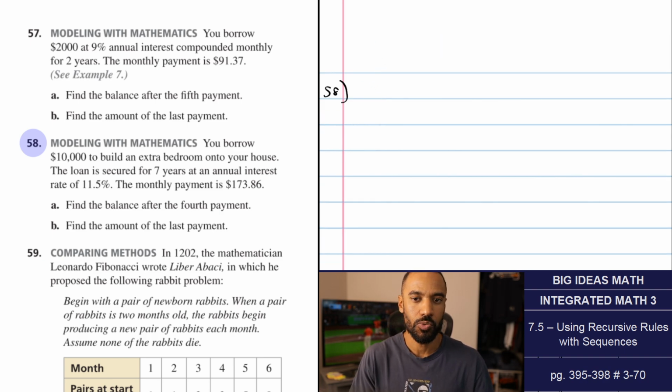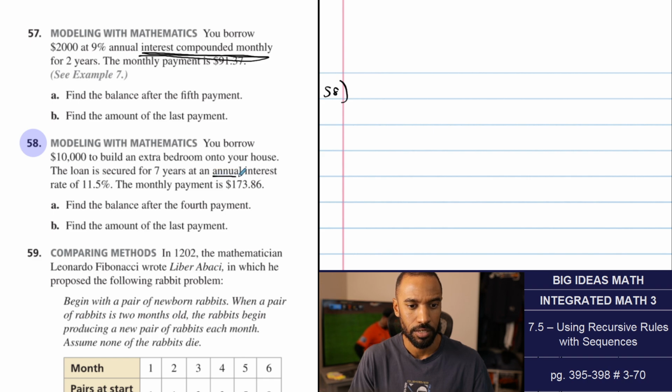This one says compounded monthly, which means that's where we do the divided by 12 thing. We get to do that each time. This one does not say that. Am I missing it? You borrow here, the loan secured for 7 years and annual interest rate. This monthly payment is that. It doesn't say compounded monthly. I'm sorry, I keep saying that out loud.